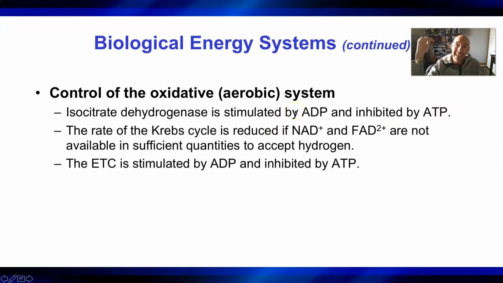So high ADP concentrations is a sign or sort of a symptom of your cellular energy levels being low. High ATP concentrations is a sign of your energy levels being high, right? And when your energy levels are high, there's no reason to make more, so your energy systems are inhibited. When your energy levels are low, you do need to make more, so that then stimulates your energy systems to ramp up their activity to make ATP. So both the Krebs cycle and the electron transport chain are stimulated and inhibited by the same things.